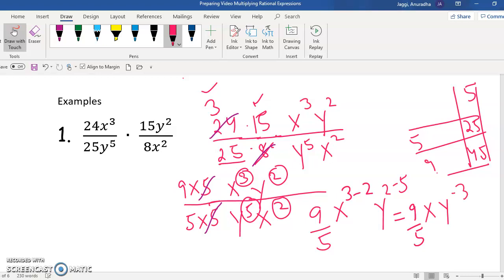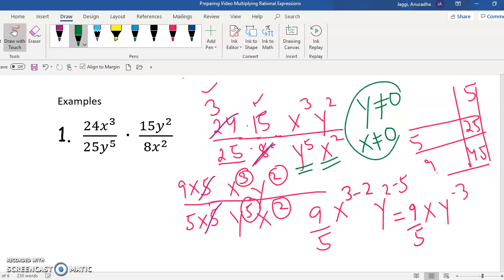Oh guys, I forgot something. What we were doing in the last video, before we were cancelling out stuff and writing the final answer, we were putting the restrictions. So we have to do that before. So I am going to put the restrictions before I started actually dividing and cancelling. So here I have a y in the denominator and I have an x in the denominator. So y cannot be equal to 0 because it will make the denominator 0, and x cannot be equal to 0. So these are my two restrictions here.